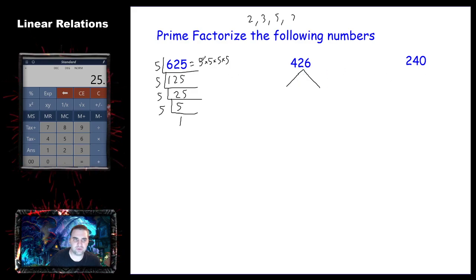I would normally use it for like 625 or 240, where I know I can divide this by 10 for sure. I can divide that by maybe 25 for sure. But this one, let's try it. Let's see what happens. 426.